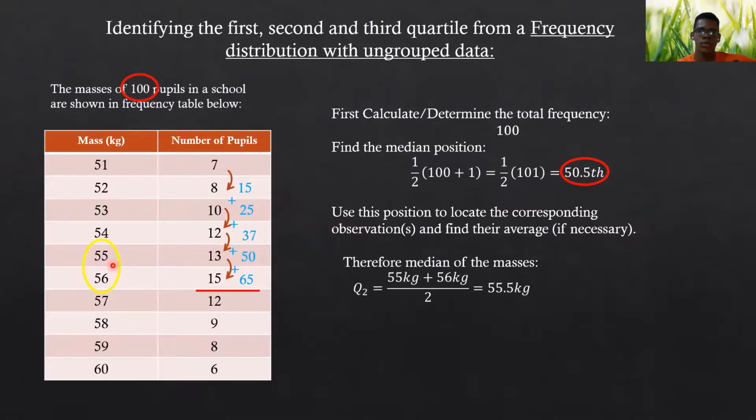Find the average between 55 and 56, and that will give us our Q2, our second quartile. 55 plus 56 divided by 2. That's the average, 55.5 kilograms. Now, remember, our quartiles, our ranges, all depend upon our observations, not exactly our frequency, even though we're using our frequency to get those values, they're more or less of the observation. So 50.5 is not your median, it's the position of the median. This is the actual median. So be careful.